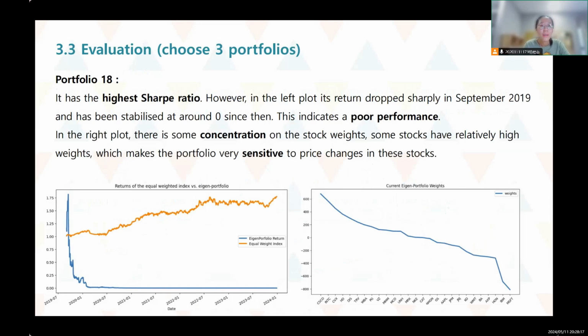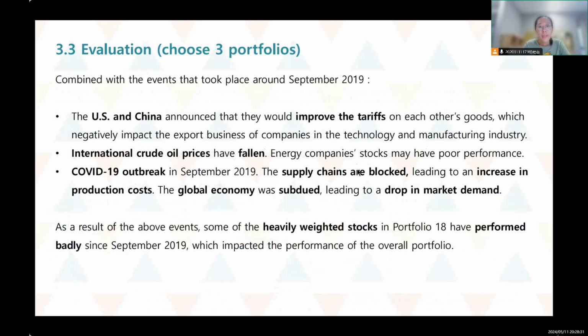In the right plot, there is some concentration on the stock weights. Some stocks have relatively high weights, which makes the portfolio very sensitive to price changes in these stocks. Combined with the events that took place around September 2019, the US and China announced that they would increase the tariffs on each other's goods, which negatively impacts the export business of companies in the technology and manufacturing industry. International crude oil prices have fallen. Energy companies' stock may have poor performance.